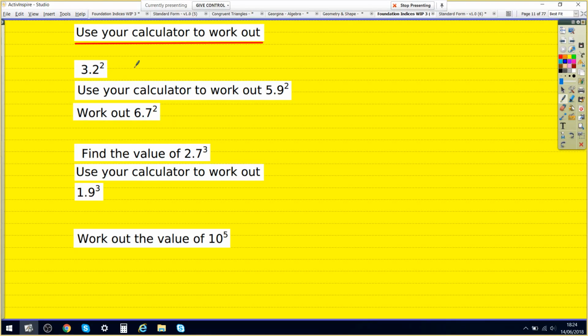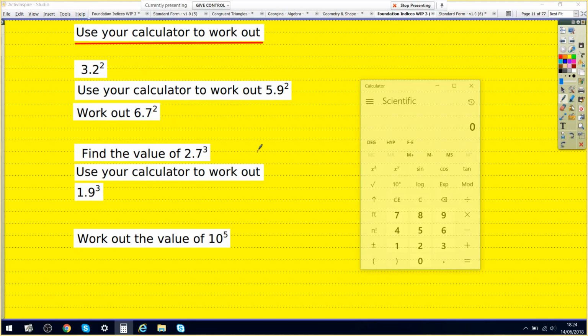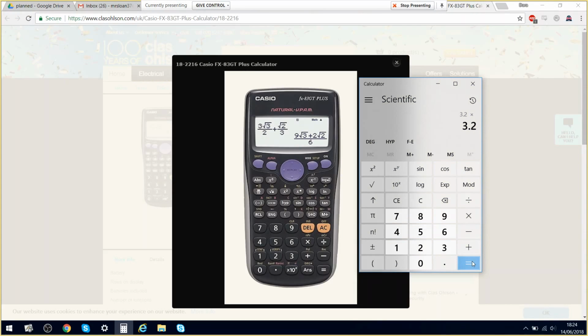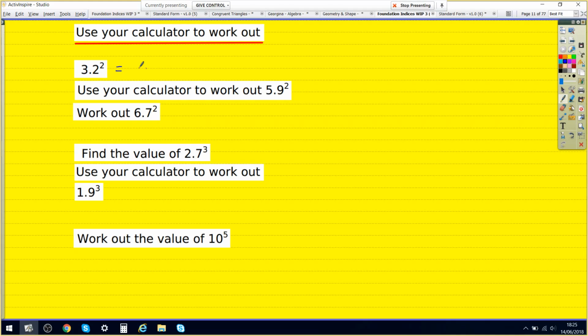Is that? 256 over 25. And do you know how to turn that into a decimal? No. You press the SD button. And next one, 5.9 squared. 34.81. 34.81. Well done.